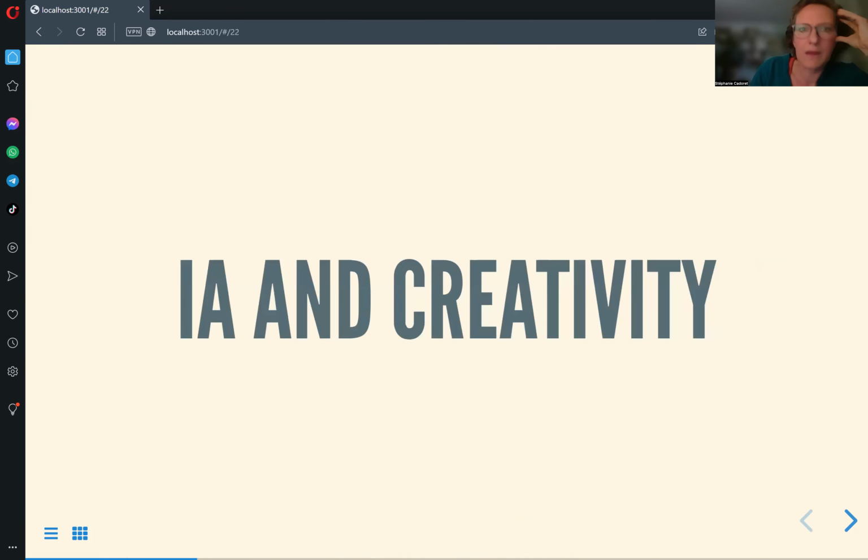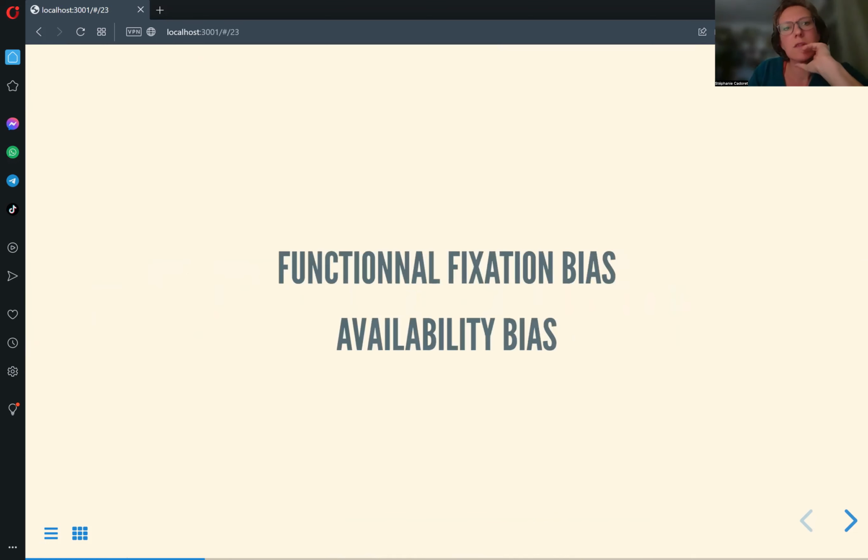I'm going maybe to pass this part about AI and creativity. I will just stress the fact that there is a risk when we use AI of functional fixation bias and availability bias, especially in the technical fields.